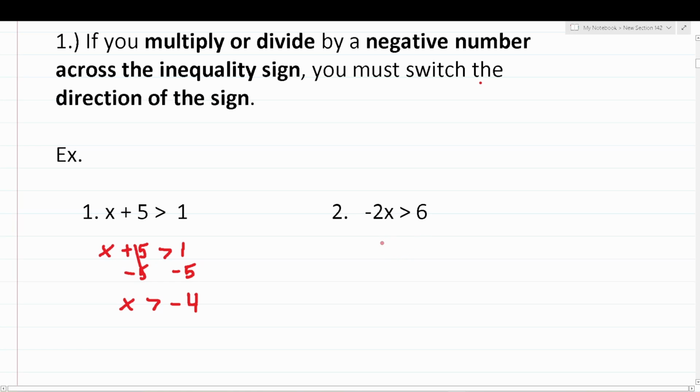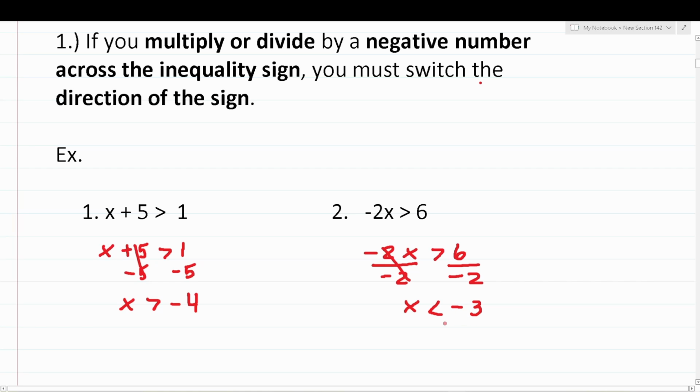Now let's take a closer look at example 2. Notably, negative 2x is greater than 6. All right, so we want to get x by itself. To do that, we're going to divide both sides by negative 2. This crosses out here, leaving me with x on this side. But because I divided across the inequality sign by a negative 2, that's going to prompt me to change the direction of its sign. So instead of being greater than, it's going to flip to be less than. And of course, 6 divided by negative 2 is negative 3.